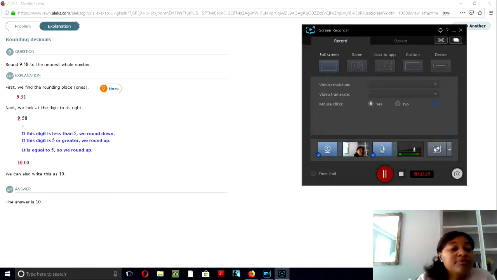So instead of it being 9.58, since the 5 means that we will have to round up, we will round up to 10 because we're rounding to the nearest whole number. Okay, let's move on to the next problem.